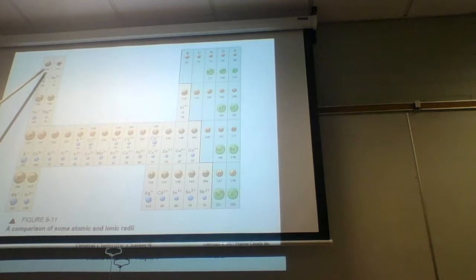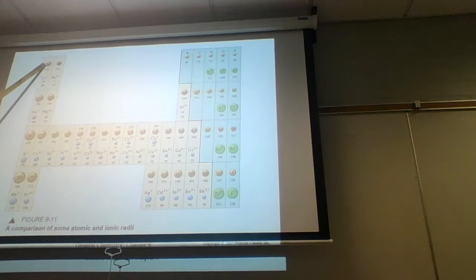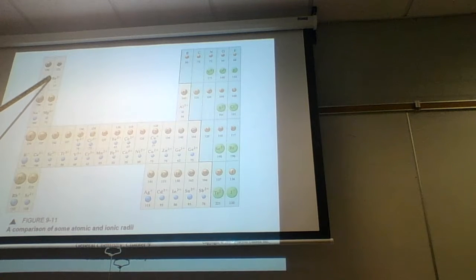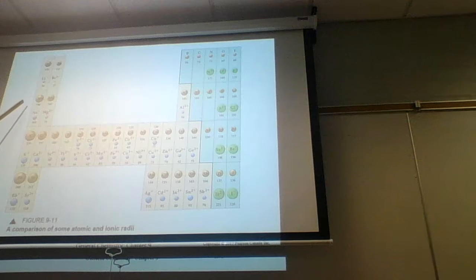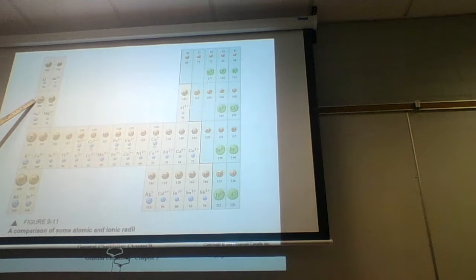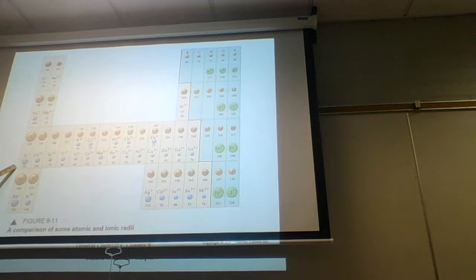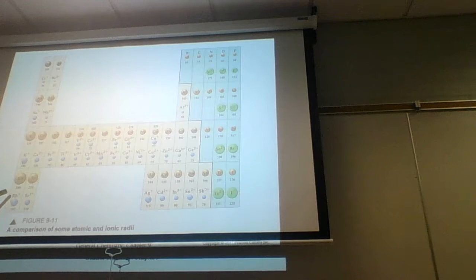Now, when we look at the cations, what happened? We go lithium to lithium plus, 155 to 60, beryllium to beryllium 2 plus. This one was cut significantly. We went from 112 to 27. But let's see the overall pattern. So 190 to 102, 160 to 72, 235 to 138, 197 to 100.